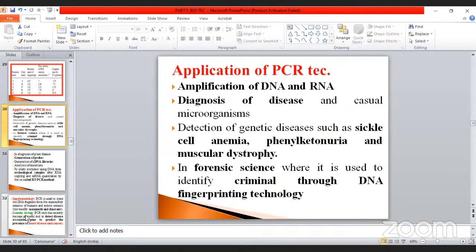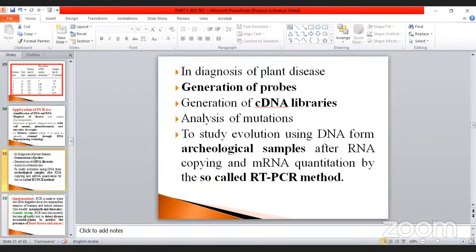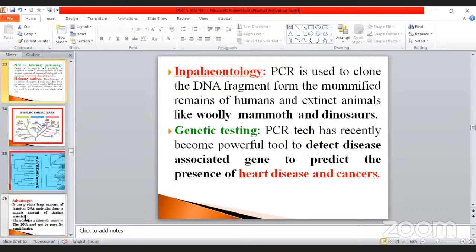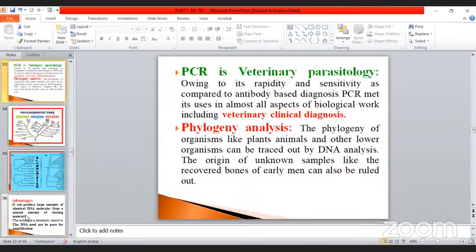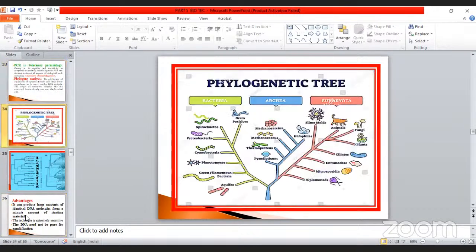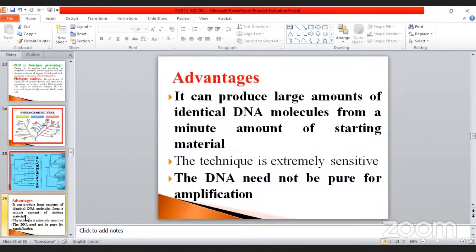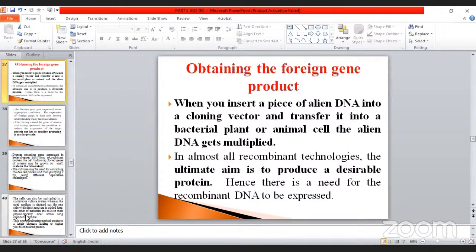Okay, where it is used: amplification of DNA molecules, diagnosis of disease such as sickle cell anemia, finding kidney disease, and also forensic, criminal investigation, generation of probes, cDNA library, archaeological samples, and also RNA amplification. In paleontology, PCR in veterinary parasitology, phylogenetic analysis, and also advantages. What advantages are present in it? Okay, that we already discussed.